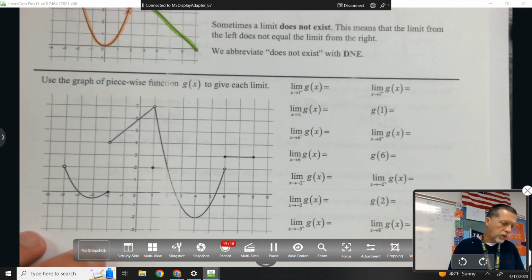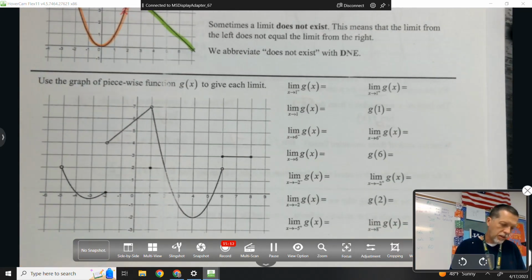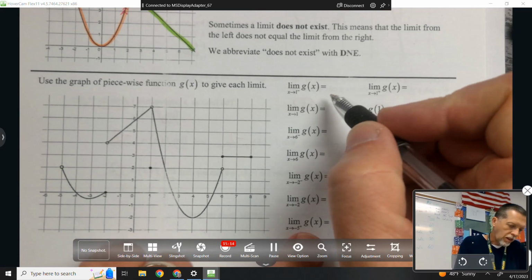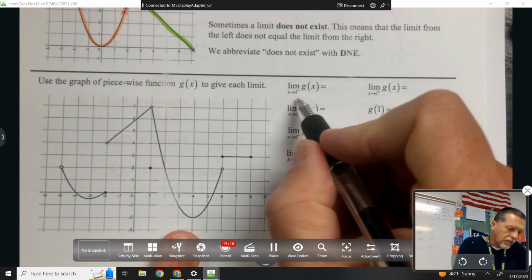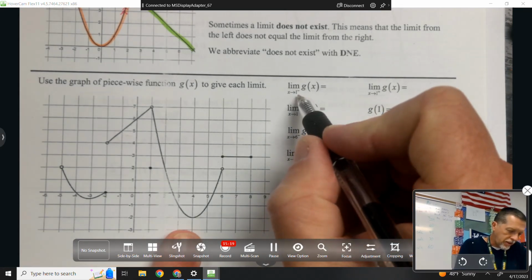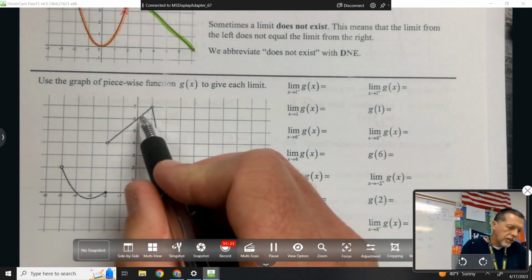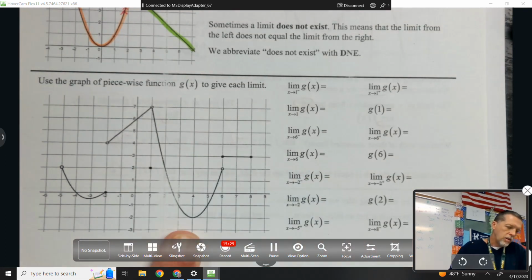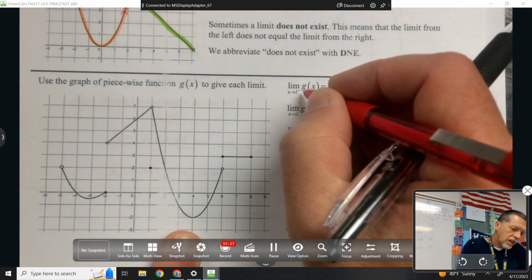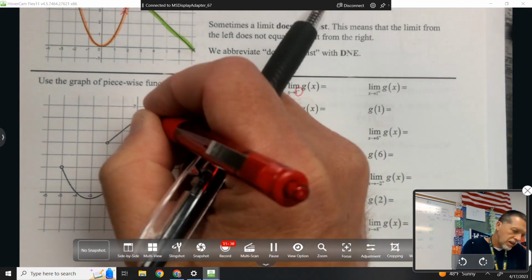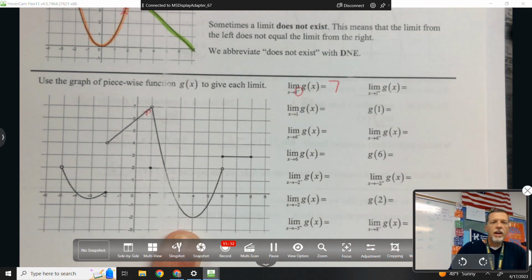Use the graph of the piecewise function to give each limit. Okay, let's do a few of these together. As x approaches 1 from the left, what do we think? Yep, headed towards 7. There's not a dot there, but we don't care. We just care that approaching 1 from the left is 7.